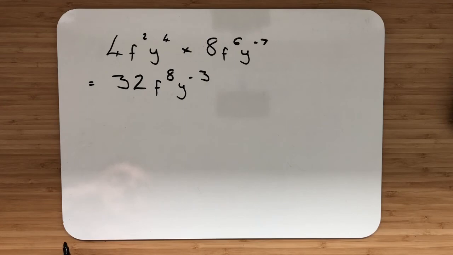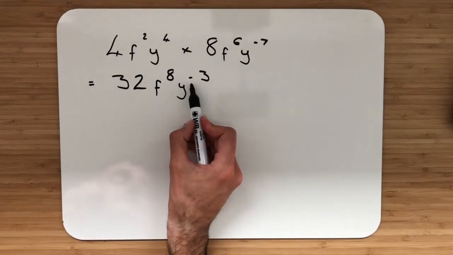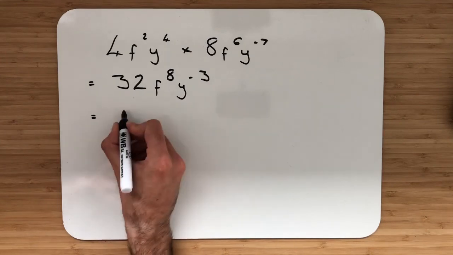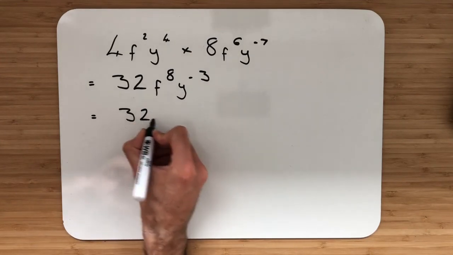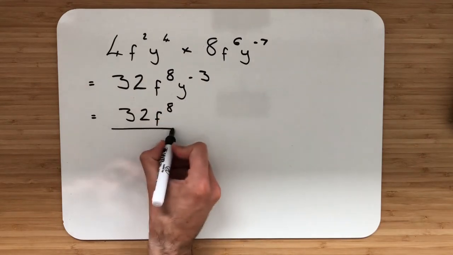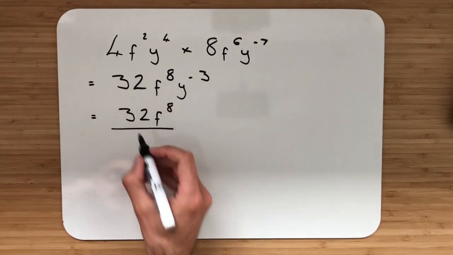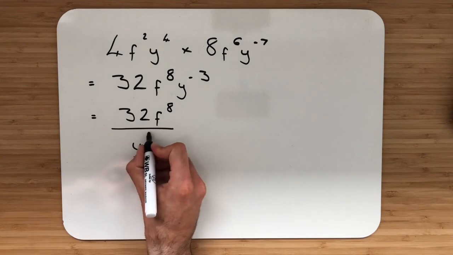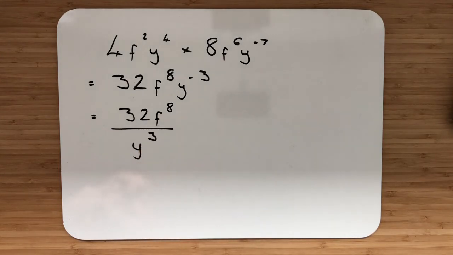Finally, let's make this a positive index. The only thing I need to change the position of is the thing that's negative. So everything else stays. 32 and f to the power of 8, that will stay there. And then I'm going to take this y to the negative 3 downstairs. So that becomes y cubed. Remember, if we take it downstairs, it changes from a negative to a positive. And that's your final answer.